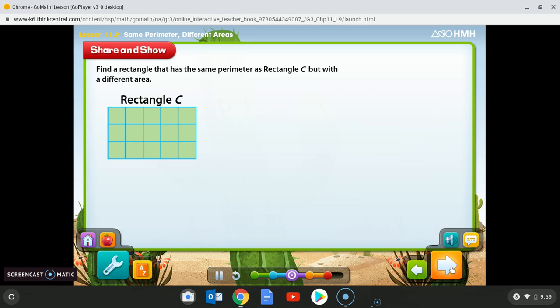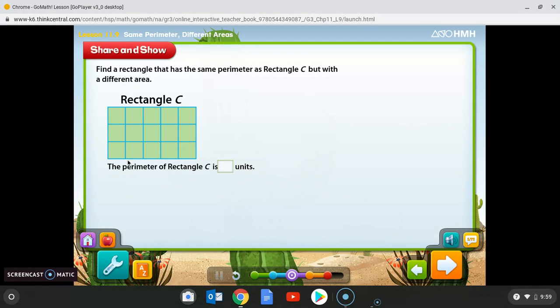All right, one more example and then we're good. It says find a rectangle that has the same perimeter as rectangle C, but with a different area. So first, we have to find what the perimeter is. We can't find a rectangle with the same perimeter if we don't know what the perimeter is. So what is this side length? 1, 2, 3 over here, which means there's 3 over here. So what's 3 plus 3?